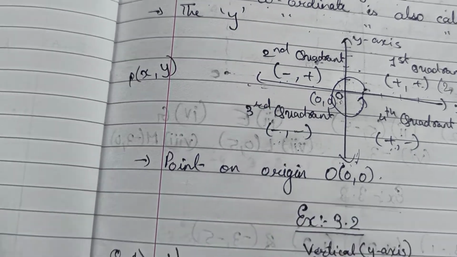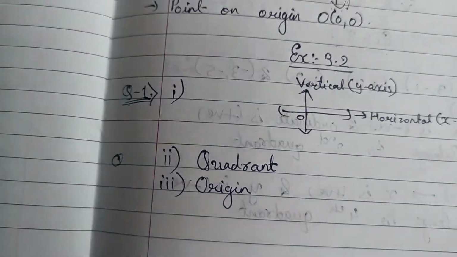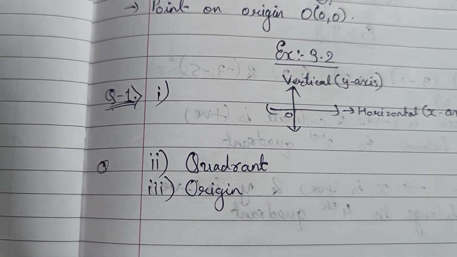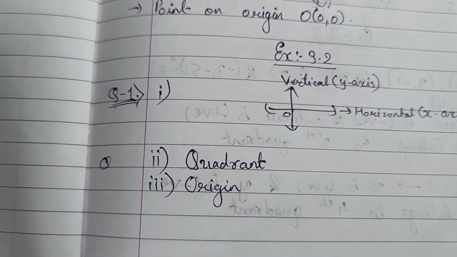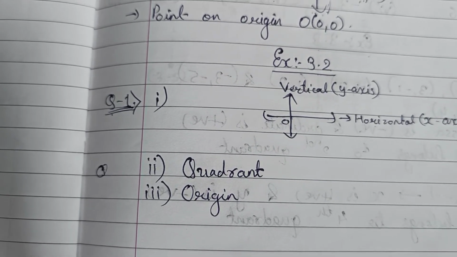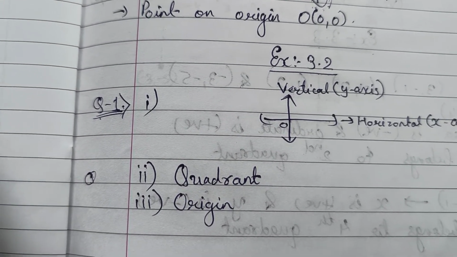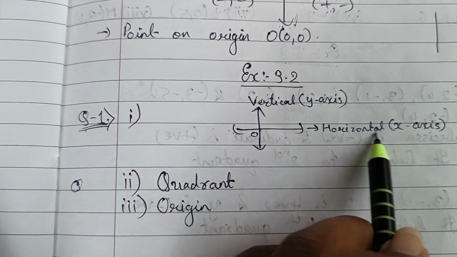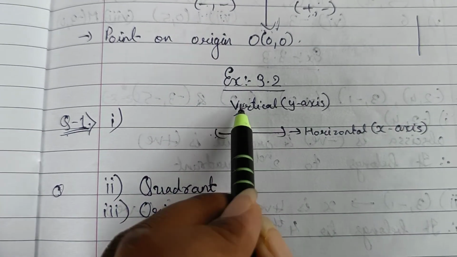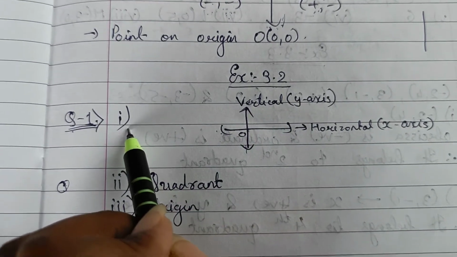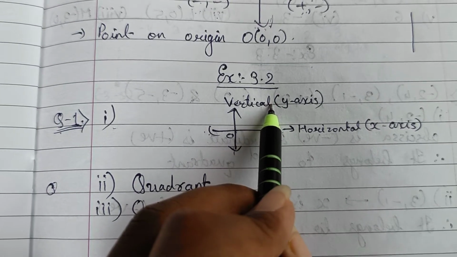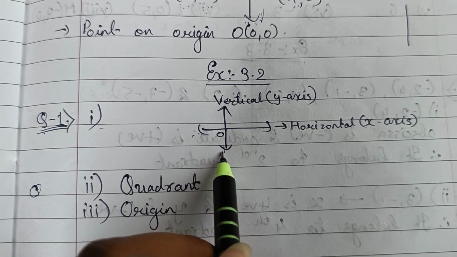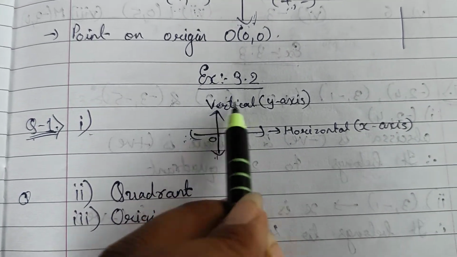Now in exercise 3.2, question number 1. What is question number 1? Write the answers of each of the following questions. Your first question is, what is the name of the horizontal and the vertical lines drawn to determine the position of any point in the Cartesian plane? Now see, this is your Cartesian plane and the horizontal line is known as x-axis and the vertical line is known as y-axis. So your answer to question number 1 is x-axis and y-axis. They are asking you about the lines. What is this horizontal line known as and what is this vertical line known as? So horizontal is x-axis and vertical is y-axis.